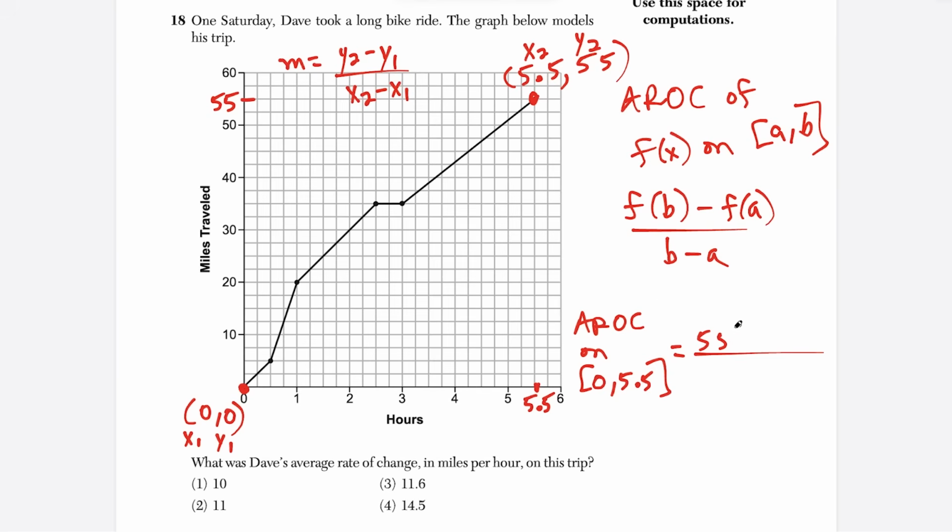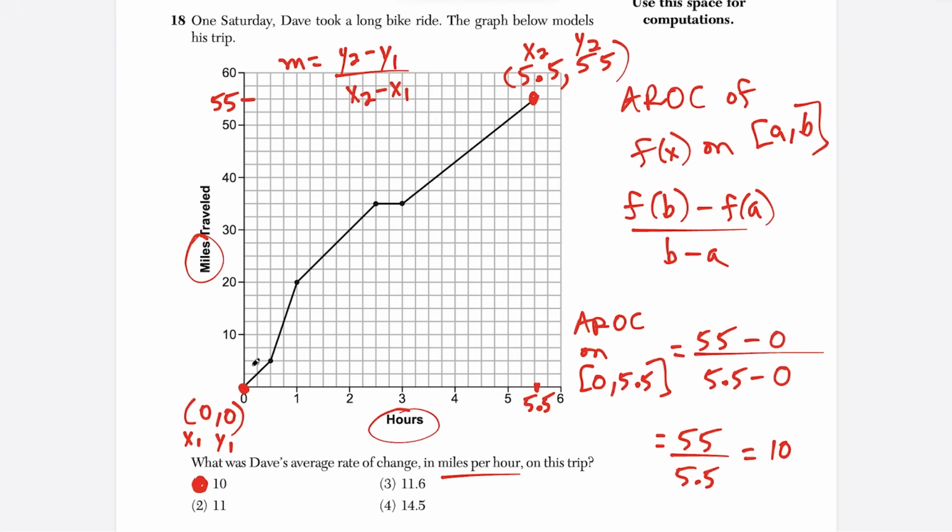So now I'm just going to find that slope. I'm doing y2, which is 55, minus y1, which is 0, over x2, which is 5.5, and then minus x1, which is 0. They're telling us the units here are miles per hour, but if we look at the y values, the units for the y are miles, and the x-axis units are hours. So that's where miles per hour is coming from. And now I'm just doing 55 divided by 5.5. We could just use the calculator, but this is going to divide nicely to make 10. So the average rate of change is equal to 10.